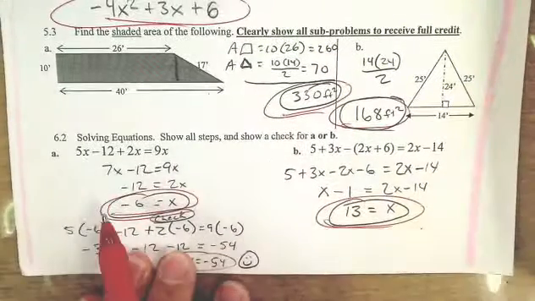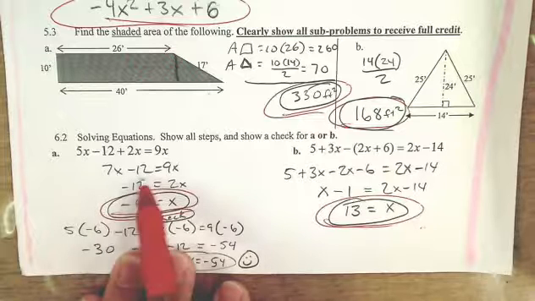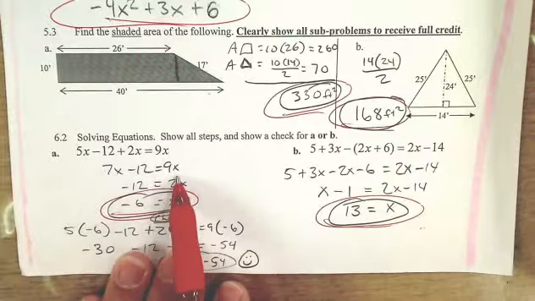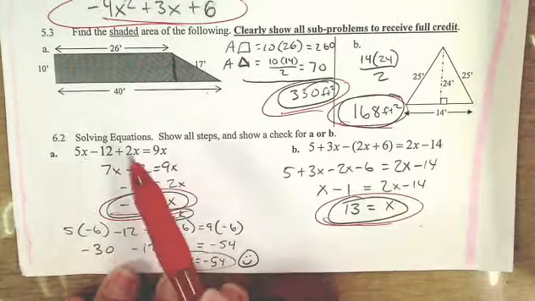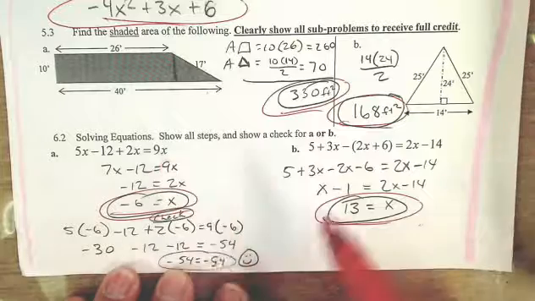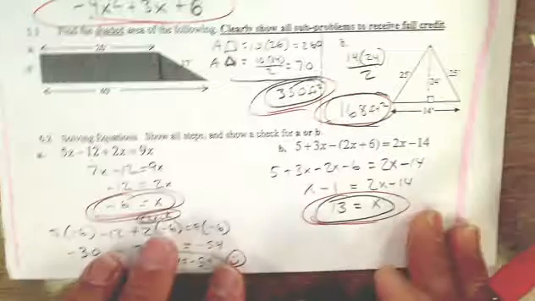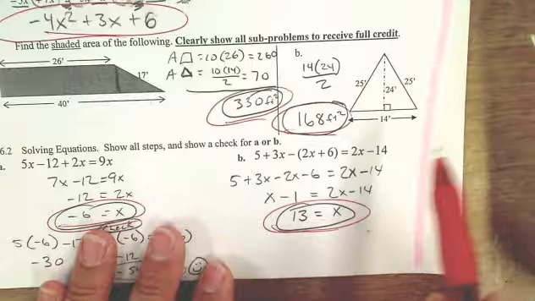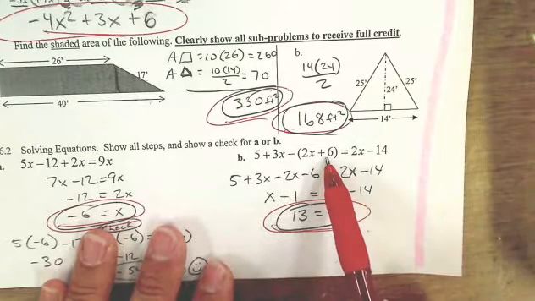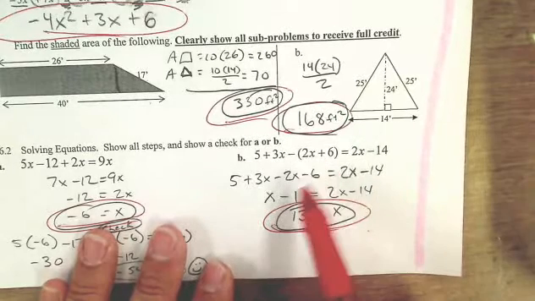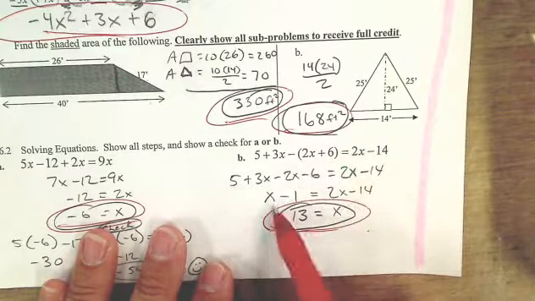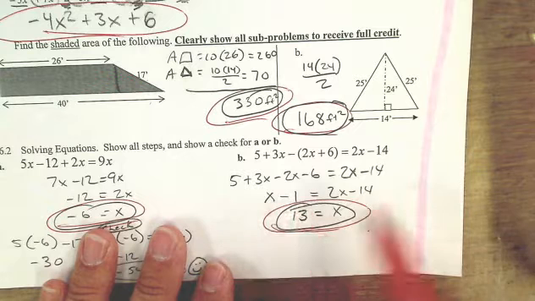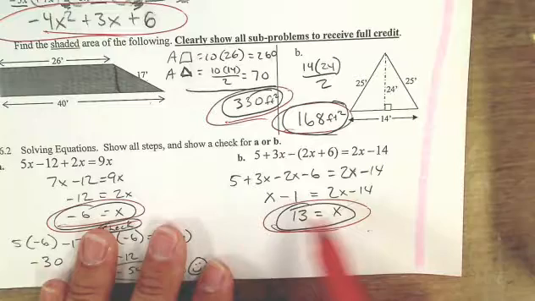Combine like terms. Subtract 7 from both sides. Divide by 2. I checked it by plugging in the negative 6 for all the x's, and it came out to be a true statement, so therefore I knew I did it right. Distribute that negative to the 2x and to the 6, and then combine like terms. Combine them. And subtract x, add 14 to both sides.